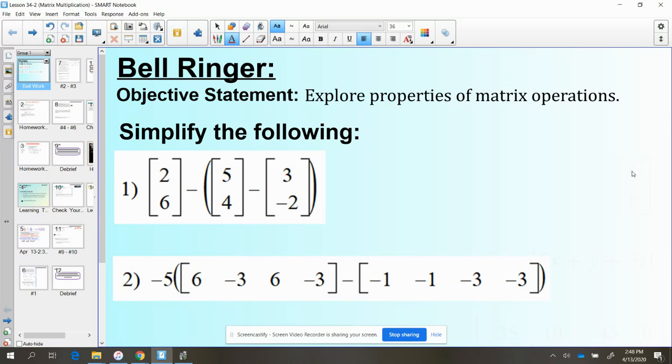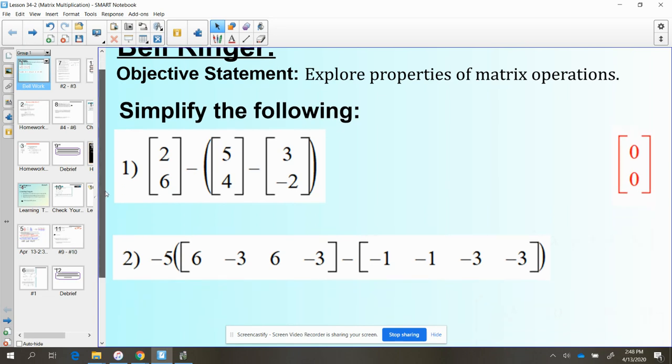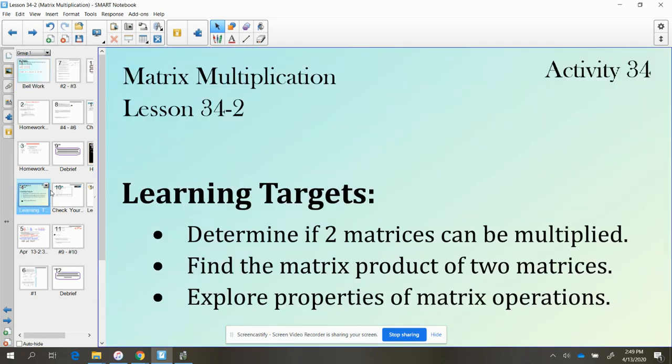Now to check your answers. For the first one here, you should have gotten 0, 0 as your answer. It's a 2 by 1 matrix. And then your second matrix, after you subtracted and then distributed that negative scalar, you should have had these answers here. Okay. Now, again, we talked about addition, subtraction, and scalar multiplication.